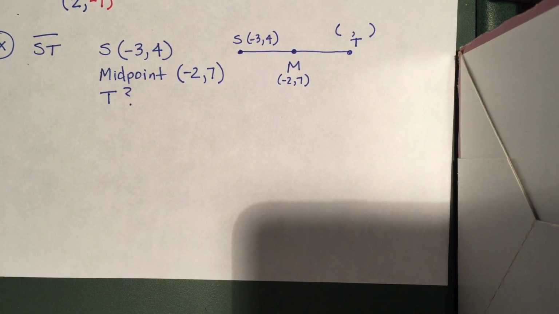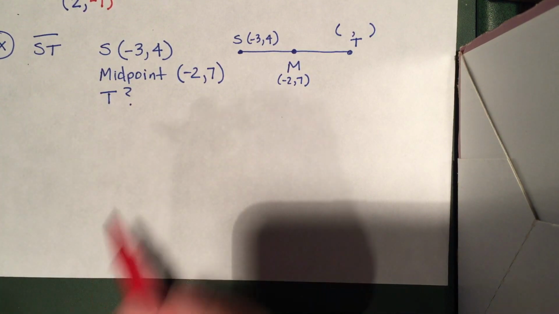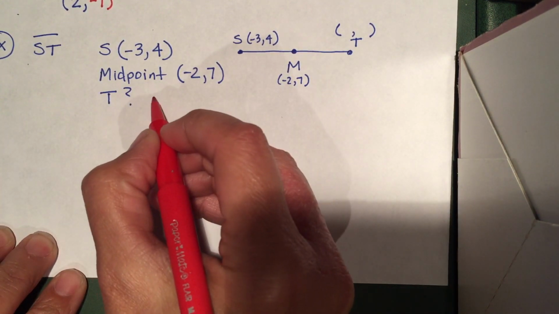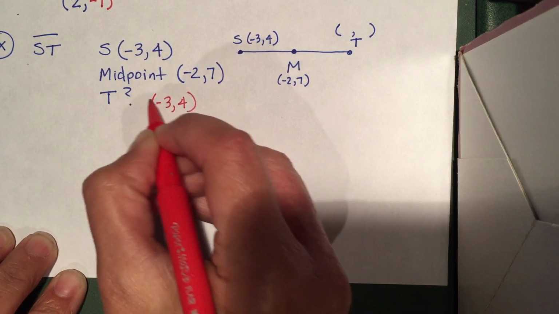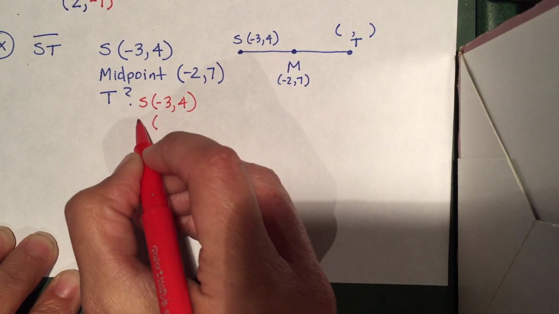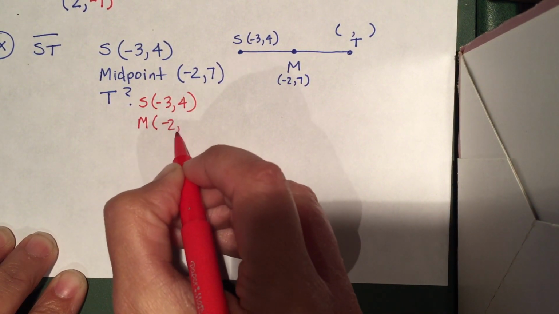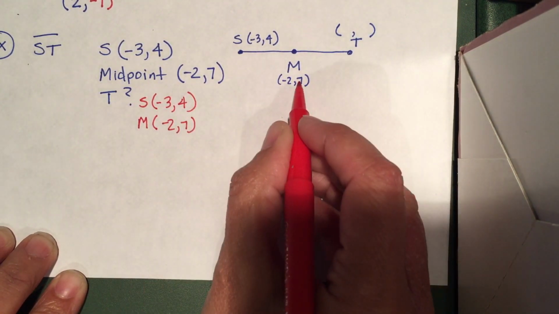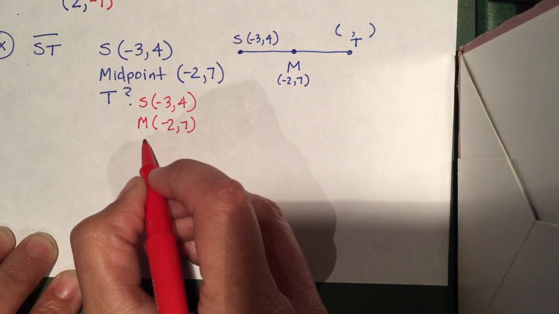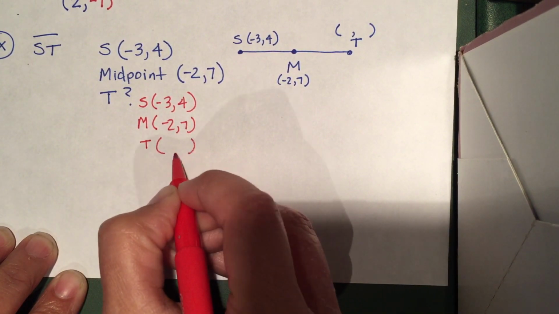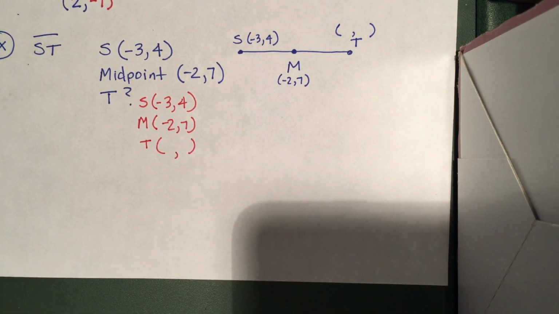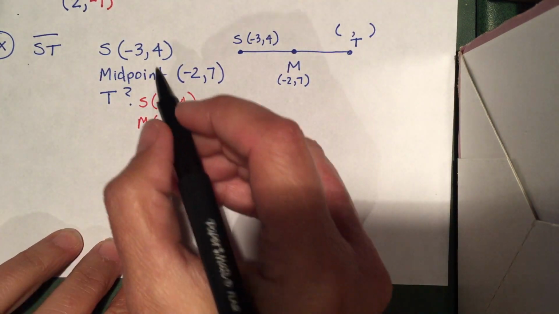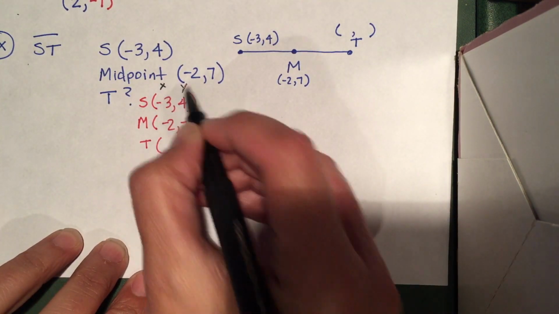Let's use logic. All right, we've got our 3 points. I'm going to stack them here. I know that I went from -3, 4, which is S, and then in the middle, I've got -2, 7, which is my midpoint. And then for T, I don't know what I have yet. I'm looking for T. You know the midpoint is halfway in between, so we know that property. Let's look at the x's. Remember, this is your x and this is your y.